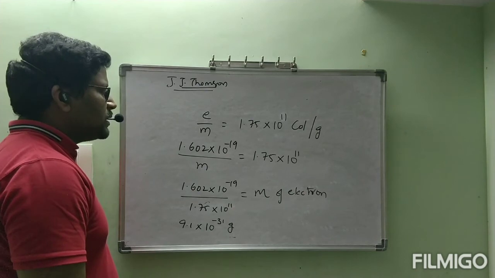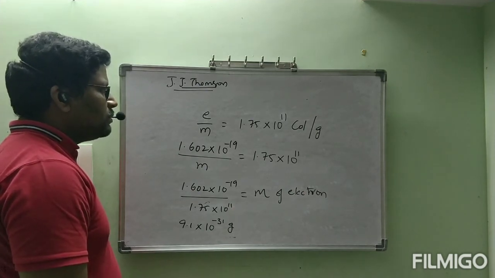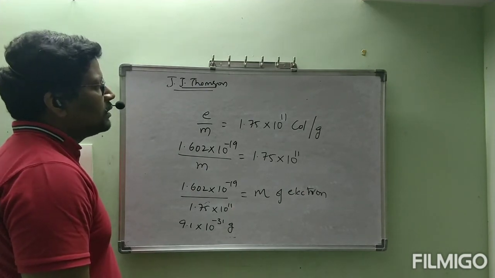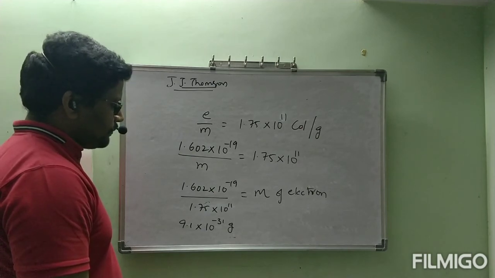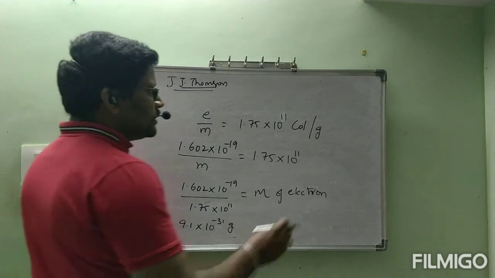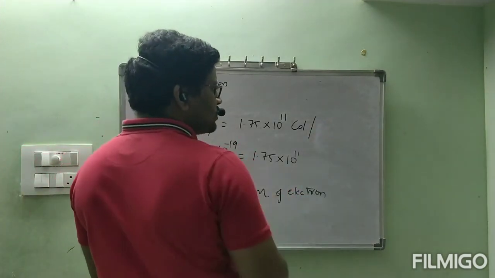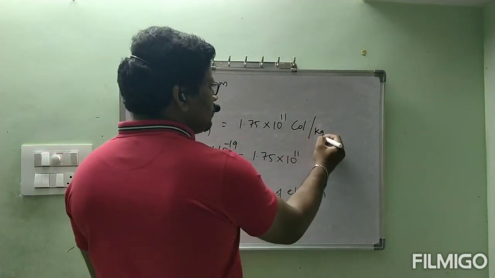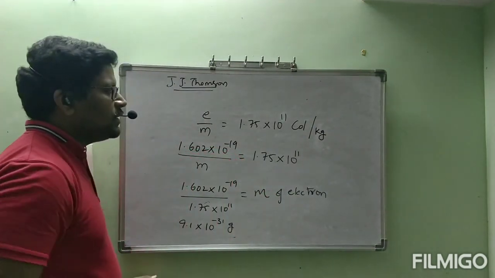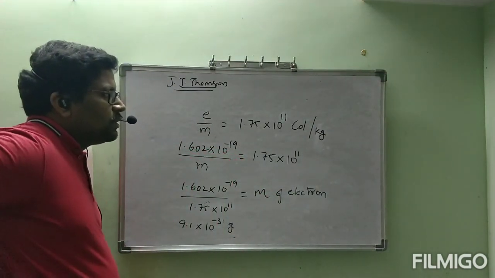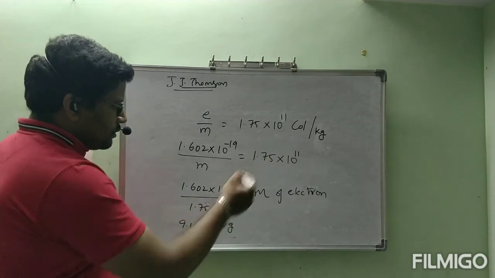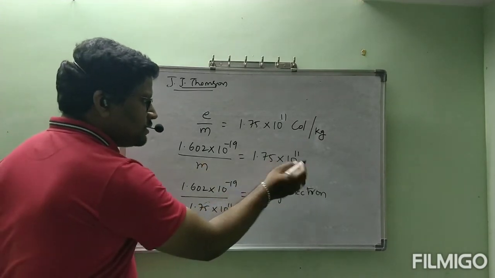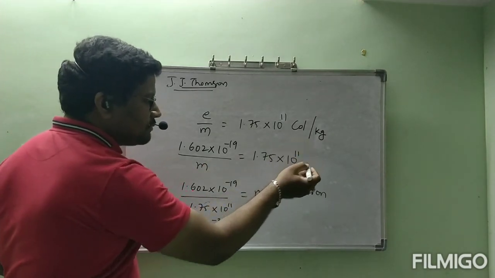The e/m ratio of cathode rays is equal to 1.75 into 10 power 11. Correct only. This is coulomb per kilogram. Sorry for this, it is 1.75 into 10 power 11 coulomb per kilogram.